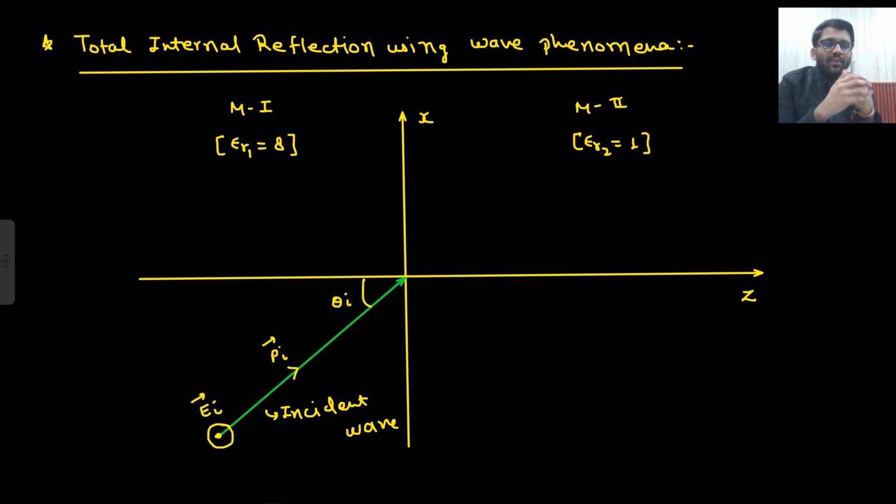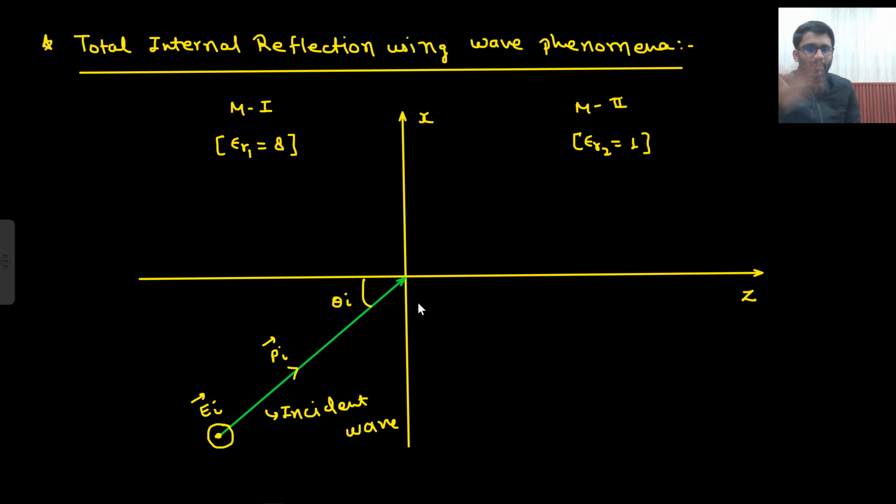What we need to study? We need to study total internal reflection. So let's understand it using a question. We will solve a question and that will be very intuitive. You will learn a lot of new things here. So this is medium 1, this is medium 2. A wave is incident on this particular boundary. What is this boundary? This boundary is the xy plane. So the wave is incident on the xy plane.